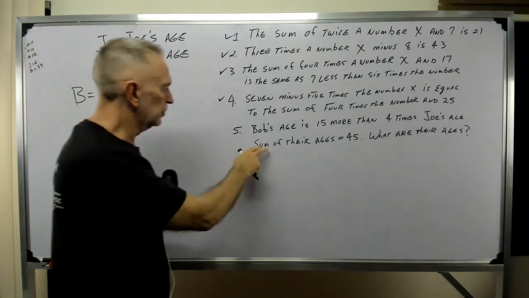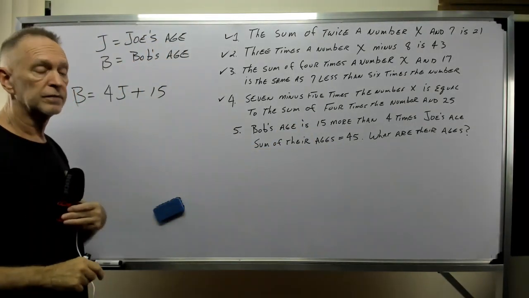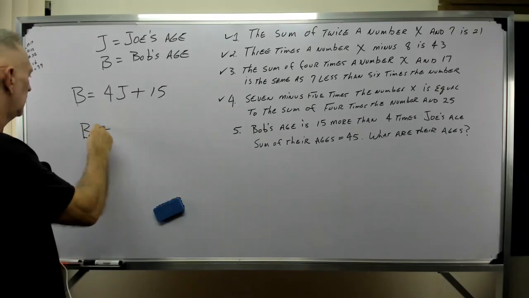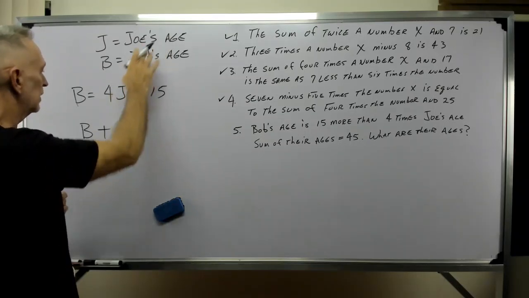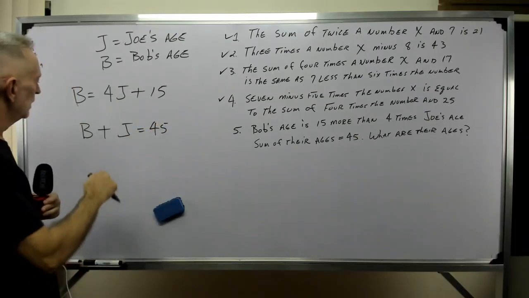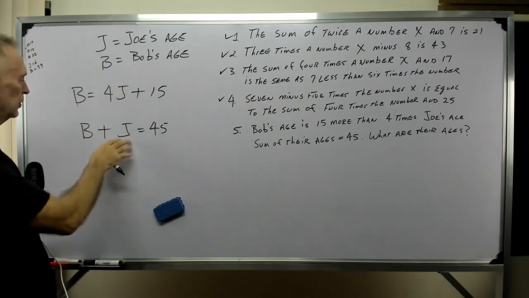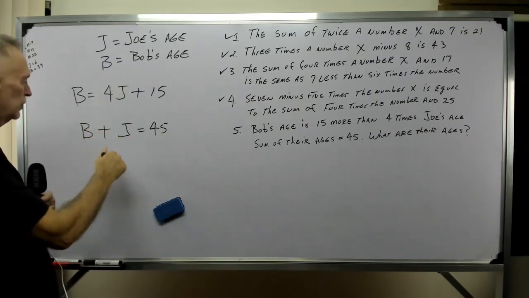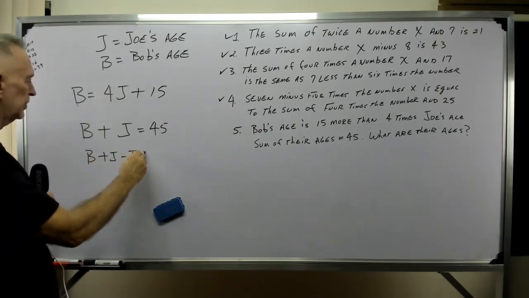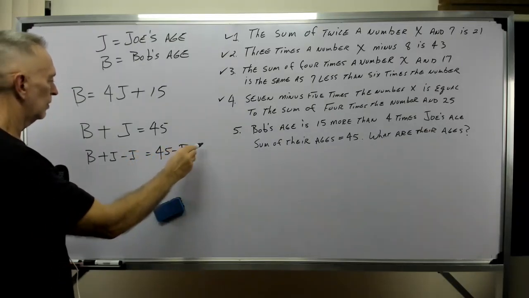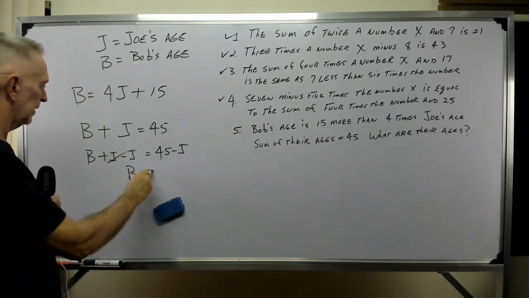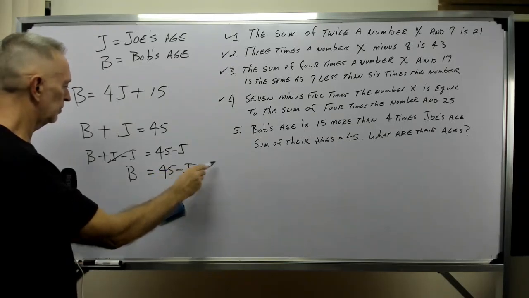And it says the sum of their ages is 45. So it says Bob plus Joe's, their age, remember that's their age, equals 45. Well, you can see that if I were to just say solve this for Bob, for example, let me subtract a J from both sides. We're subtracting Joe. So Joe minus Joe is 0. Bob equals 45 minus Joe.